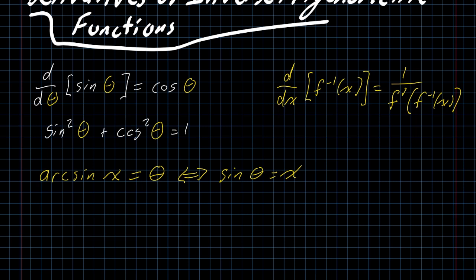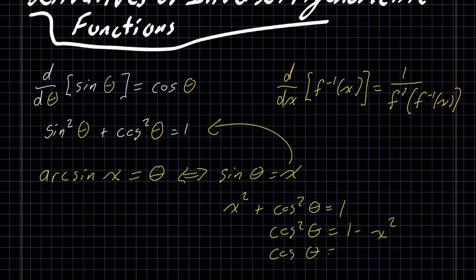Now here's where I'm going to start having fun, and it's not going to be immediately apparent why I want to have this fun, but I'm going to have a little bit of fun here with the Pythagorean identity. If sine of theta is x, then sine squared of theta is x squared. And we can rearrange and solve for cosine of theta and say that cosine of theta is plus or minus the square root of 1 minus x squared.